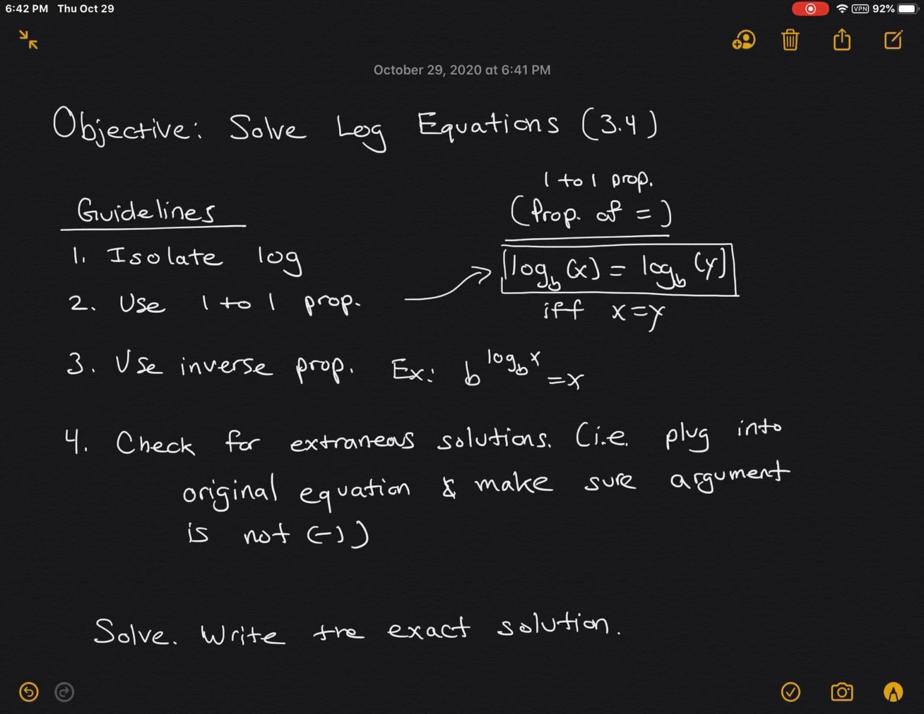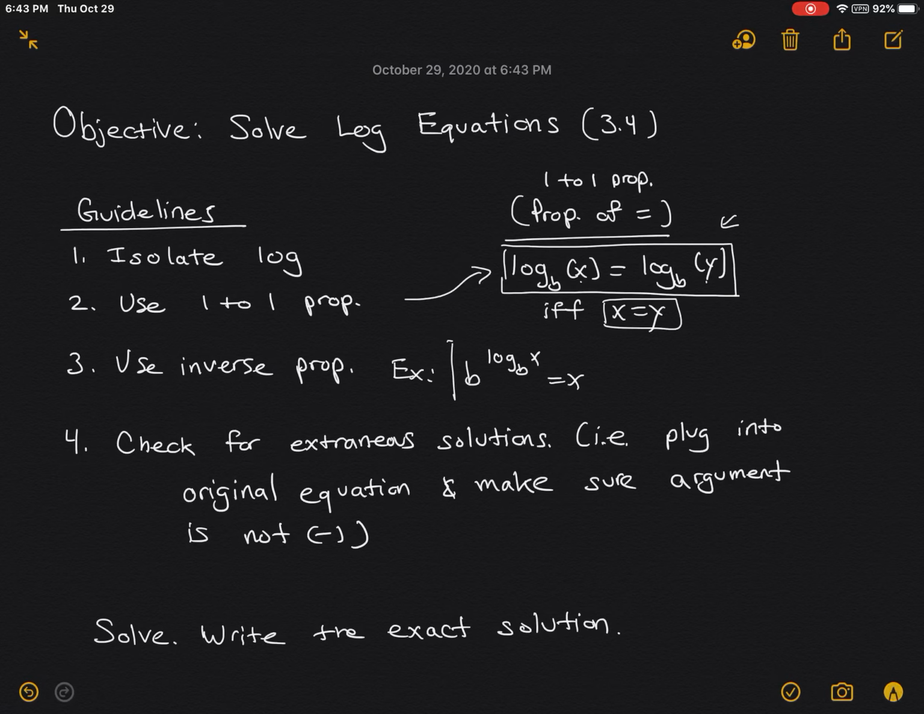Now, I didn't really call it the one-to-one property when I introduced it to you. I call it the property of equality for logs. This is basically your one-to-one property, okay? So it's also called property of equality of logs, which basically states that if you have a single log on both sides with the same base, this statement is true if and only if x is equal to y. So basically you set the arguments equal to each other if you have a single log of the same base.